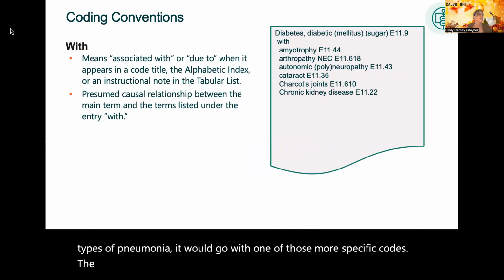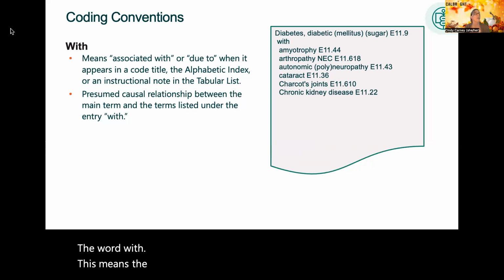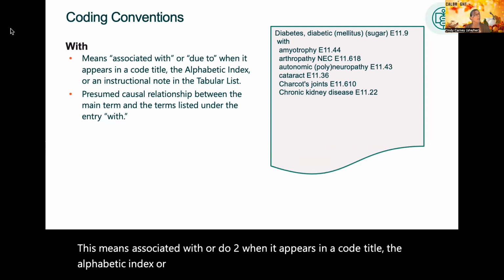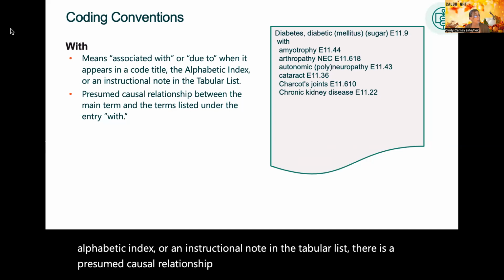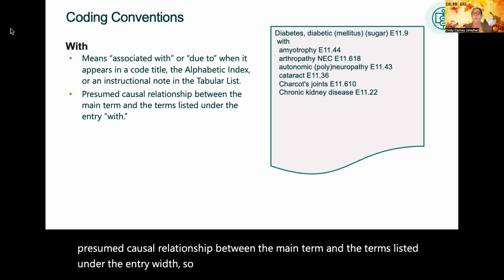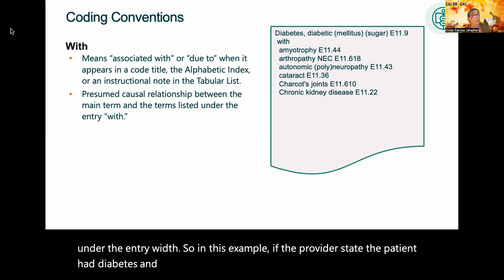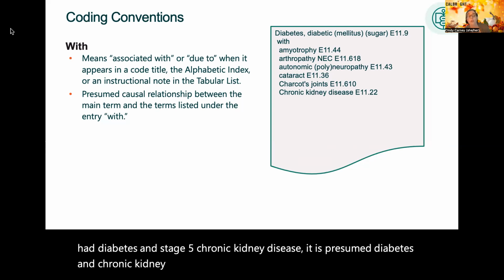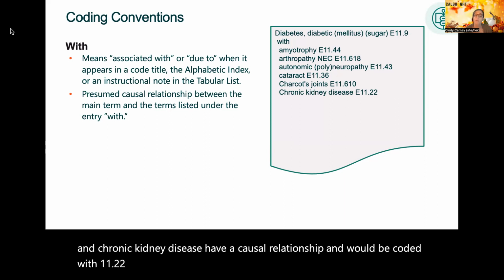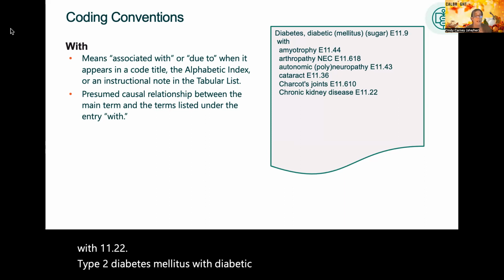The word "with" means associated with or due to when it appears in a code title, the alphabetic index, or an instructional note in the tabular list. There is a presumed causal relationship between the main term and the terms listed under the entry "with." So in this example, if the provider states the patient had diabetes and stage 5 chronic kidney disease, it is presumed diabetes and chronic kidney disease have a causal relationship and would be coded with E11.22, type 2 diabetes mellitus with diabetic chronic kidney disease.